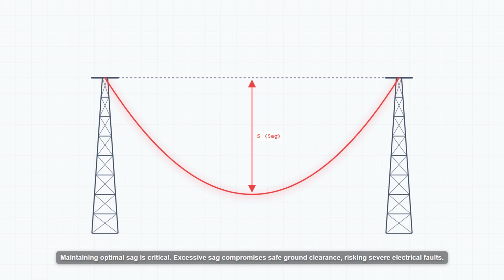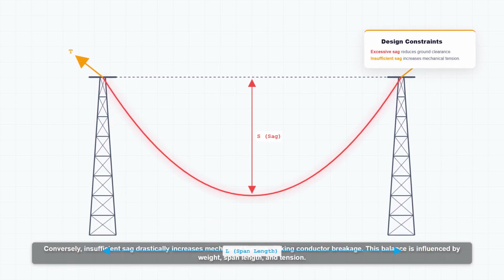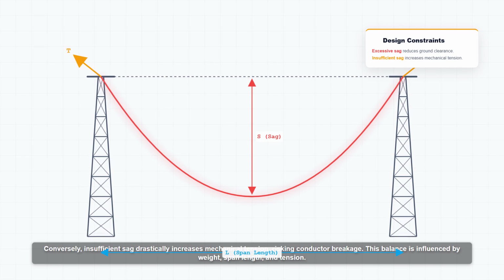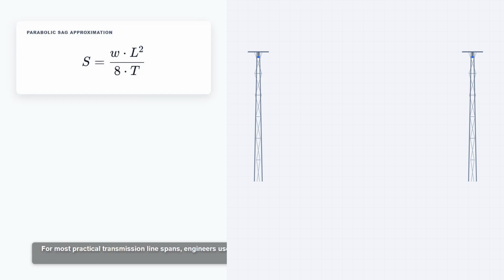Maintaining optimal sag is critical. Excessive sag compromises safe ground clearance, risking severe electrical faults. Conversely, insufficient sag drastically increases mechanical tension, risking conductor breakage. This balance is influenced by weight, span length, and tension. For most practical transmission line spans, engineers use the parabolic approximation rather than complex catenary equations to calculate sag.